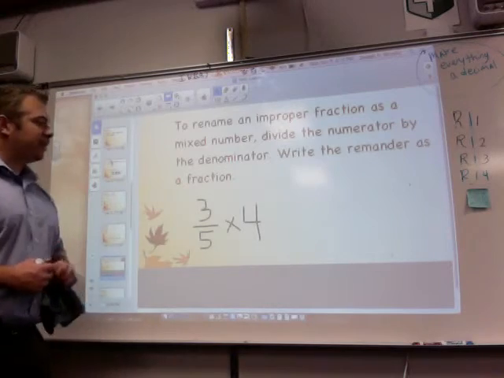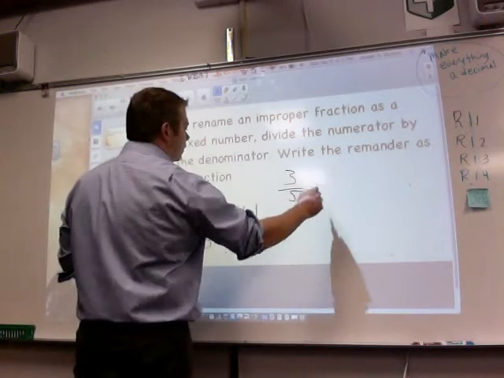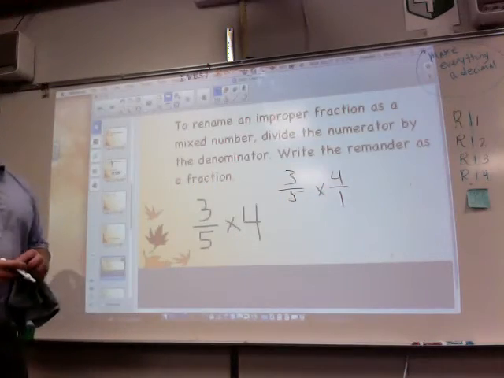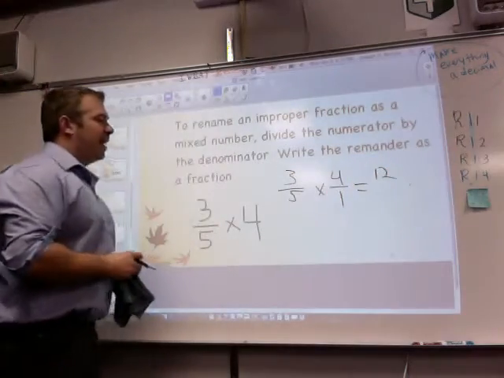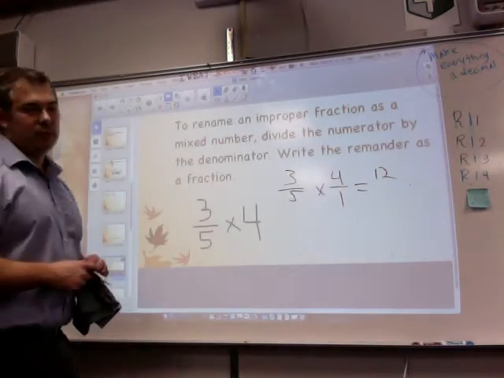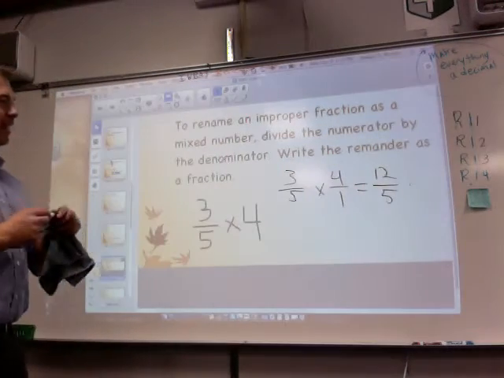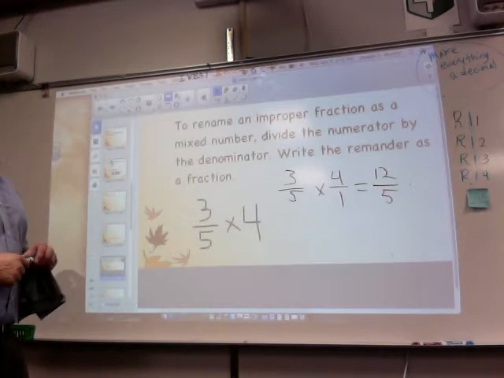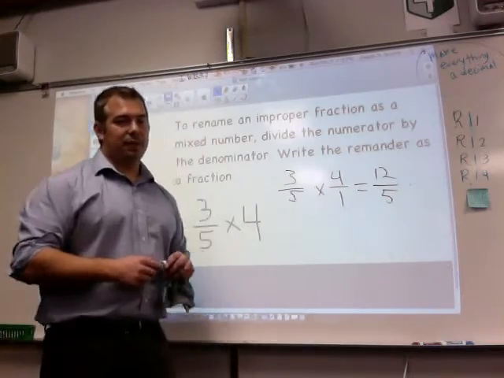Right here I have 3/5 times 4, which we know to be 3/5 times 4 over 1. Okay, what is 3 times 4? Well, 12. And 5 times 1 equals 5. So now I have an improper fraction, and I need to fix that. So what can I do? Well, they don't have common factors anymore.